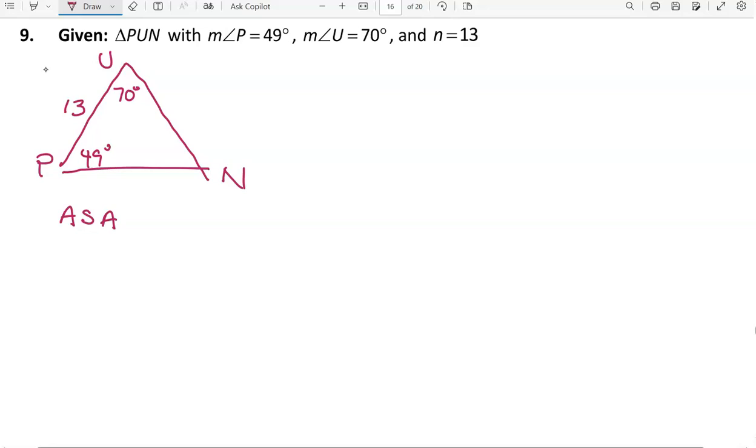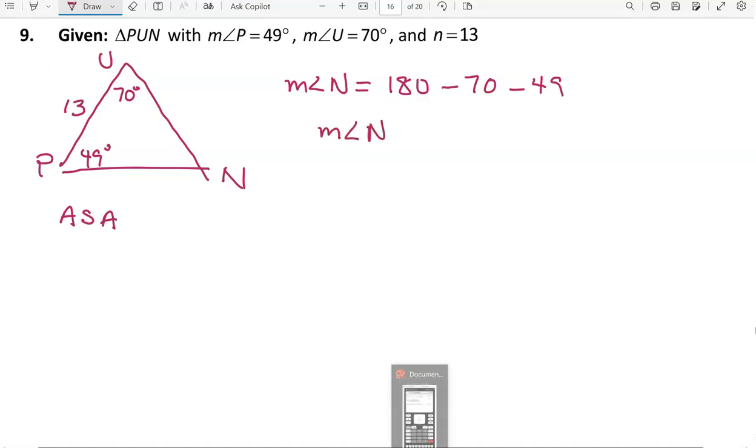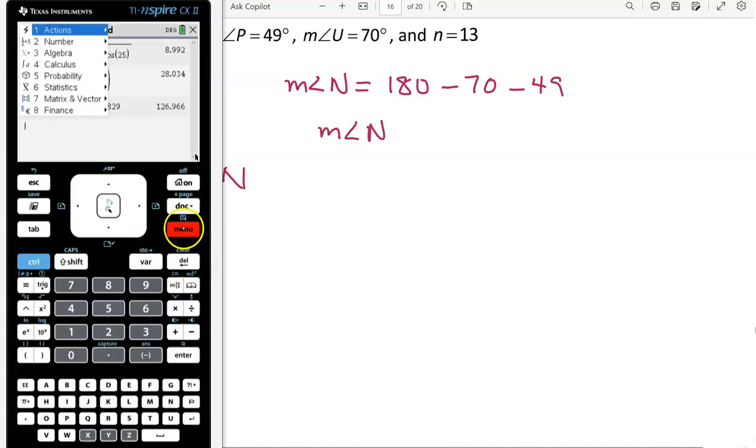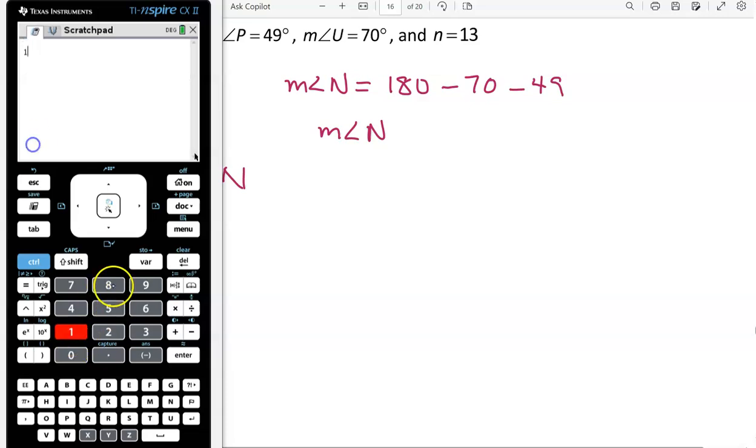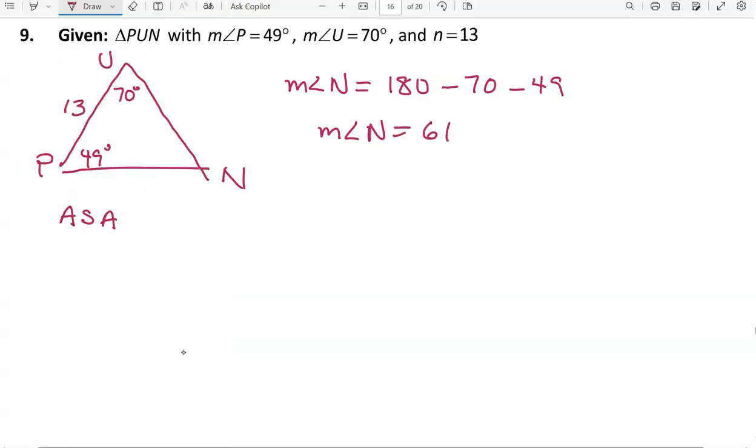That means we're going to use the law of sines to find the remaining parts. However, we want to start with the easiest thing to find first, and that would be the measure of the third angle, angle N, which is 180 degrees minus 70 degrees minus 49 degrees. And that number is 61 degrees.